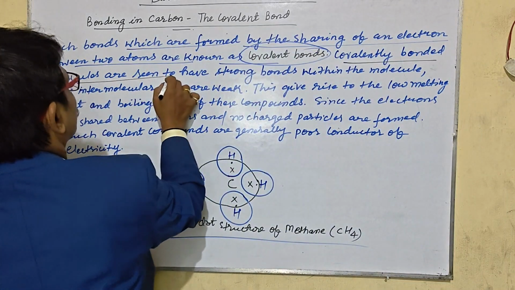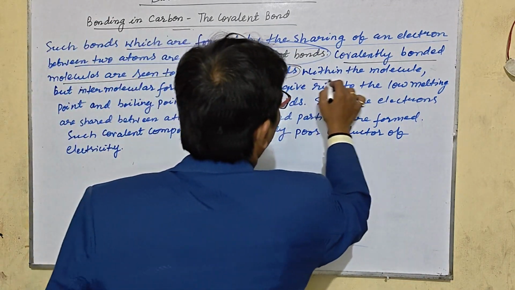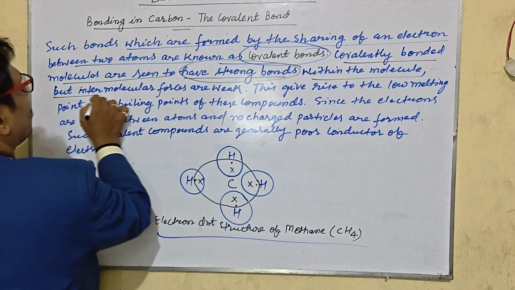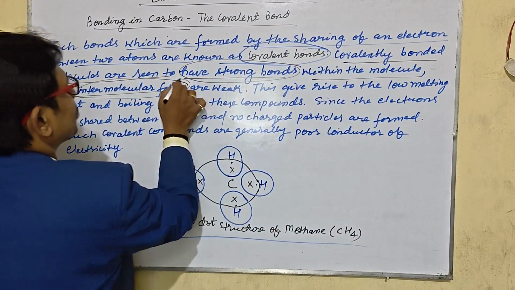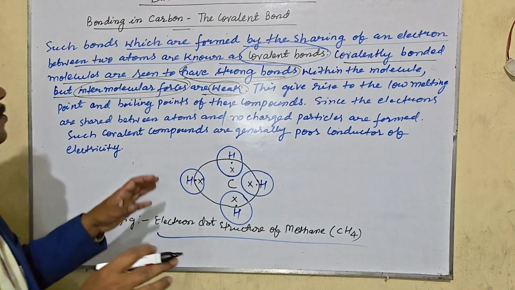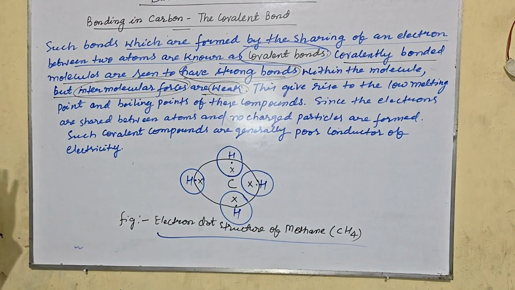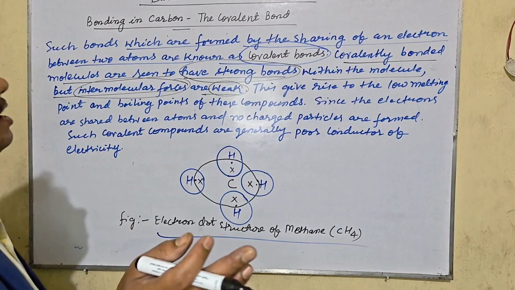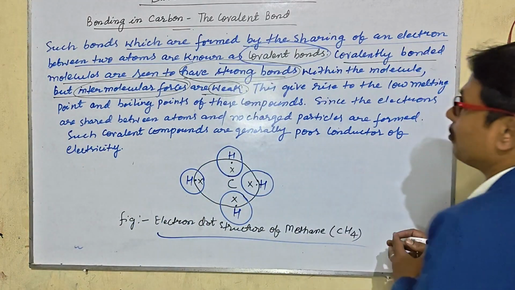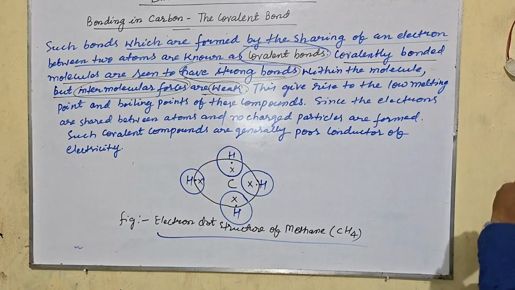Covalently bonded molecules are seen to have strong bonds within the molecules, but intermolecular forces are weak in this type of bond. The bonds formed by the sharing of electrons between two atoms are known as covalent bonds. Covalently bonded molecules have strong bonds within the molecule, but the intermolecular forces are weak.